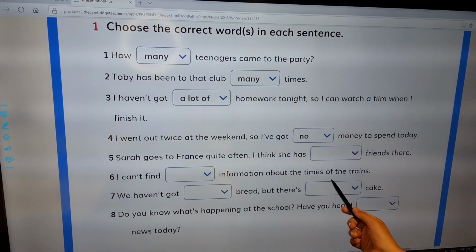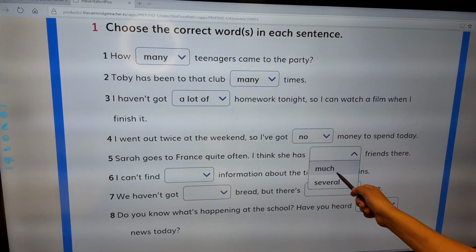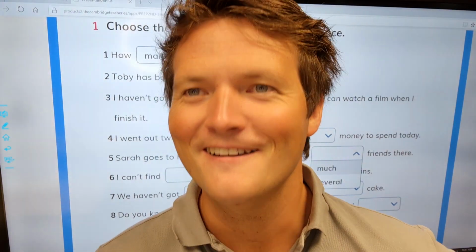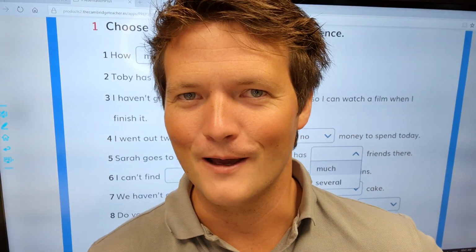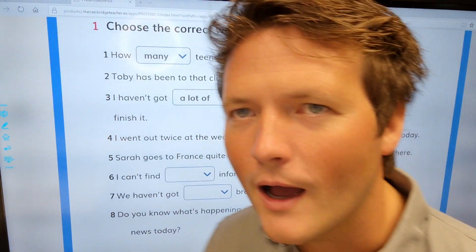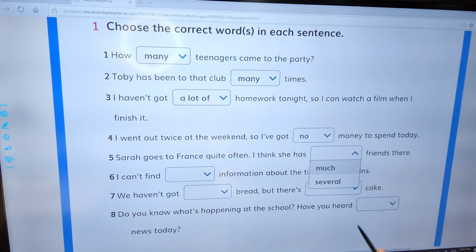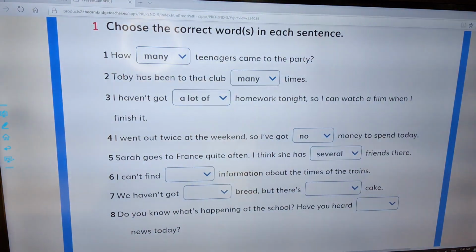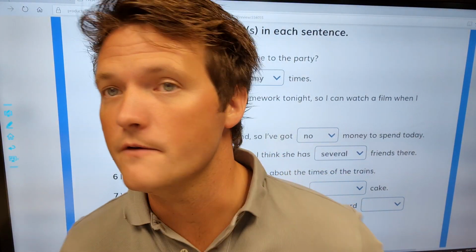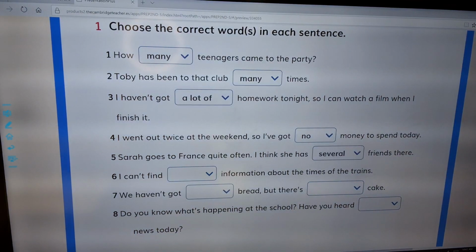Number 5, Sarah goes to France quite often. I think she has much friends. Remember I said much, if you're a Spanish speaker, is like mucho, right? So you can't say that with friends. You can't say mucho amigos. That doesn't make sense. So, no, it would have to be several friends. She has a few friends. She has several friends in France. Wonderful. I'm very happy for Sarah.